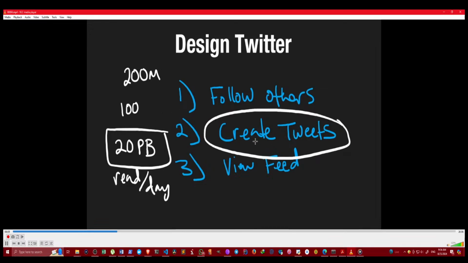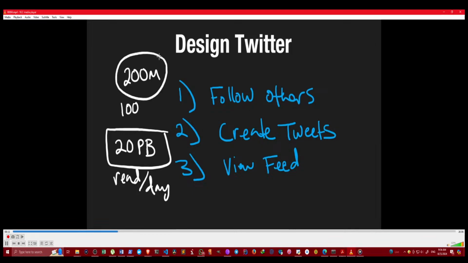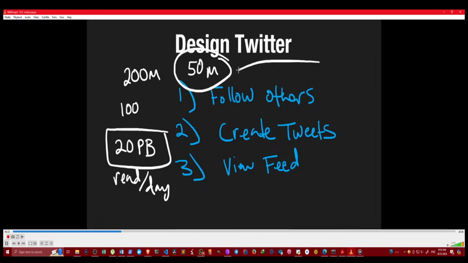How many tweets are we going to be creating per day? Well, we have 200 million daily active users. So let's say a reasonable number is 50 million tweets created per day. Most people aren't going to be creating tweets, but maybe some people create 10 tweets per day. So this is a decent number, but you're not going to be guessing this. Your interviewer should be giving you something reasonable.